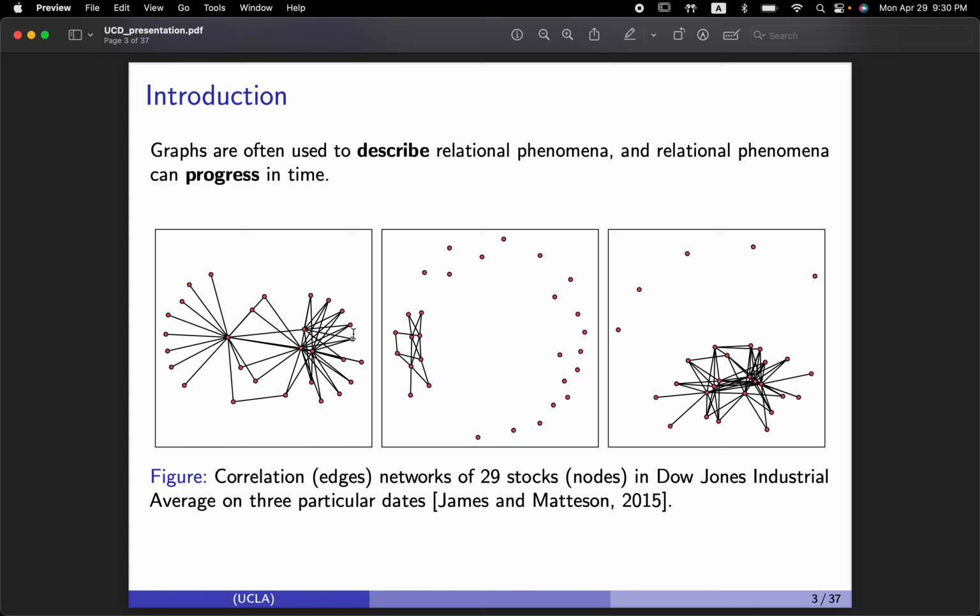The type of data that we're working on are graphs, and graphs are often used to describe relational phenomena in many domains. And relational phenomena can also progress in time. Here we're looking at the correlation network of 29 stocks in the Dow Jones Industrial Average on 3 particular dates. As you can see, for real data, as time progresses, the structures can be very different over time. So it is practical for researchers to locate the time point where the structures have substantially changed for their research.